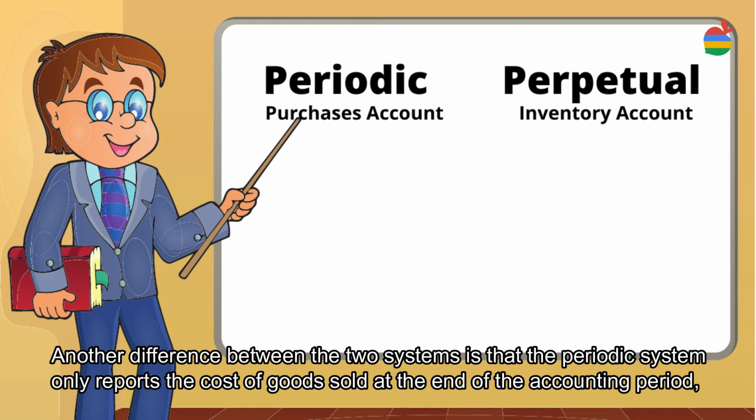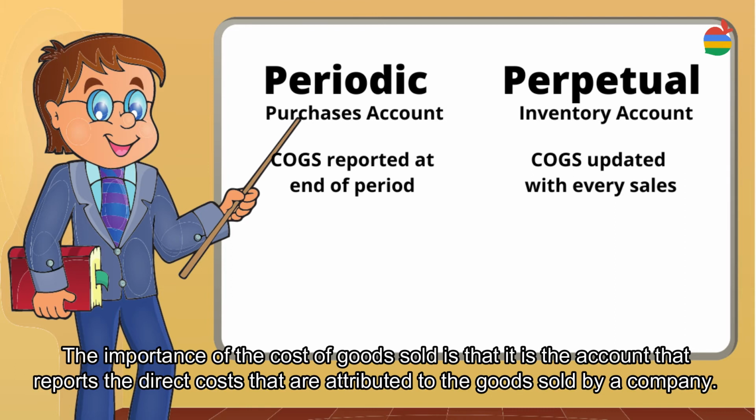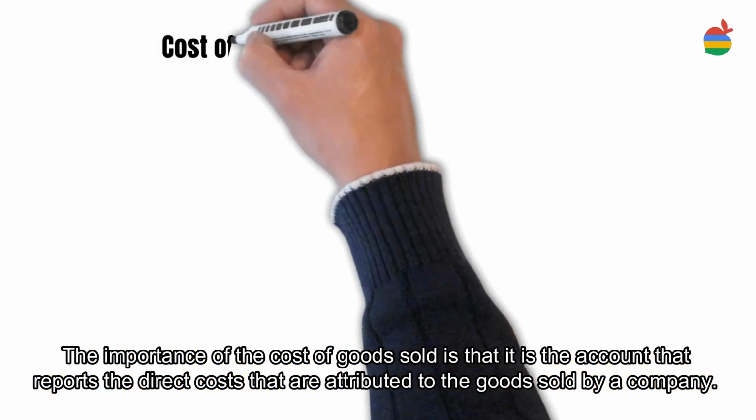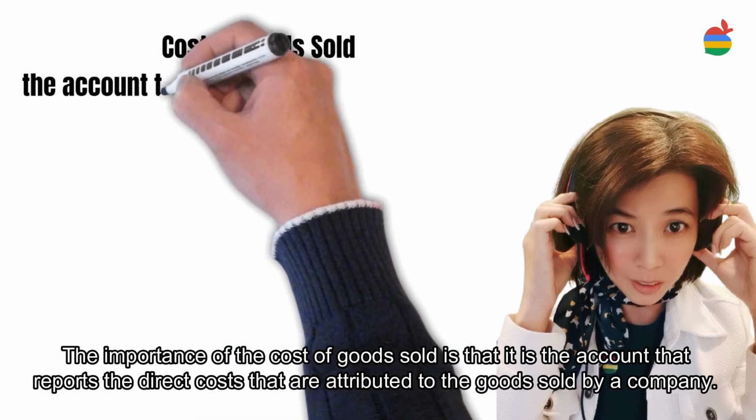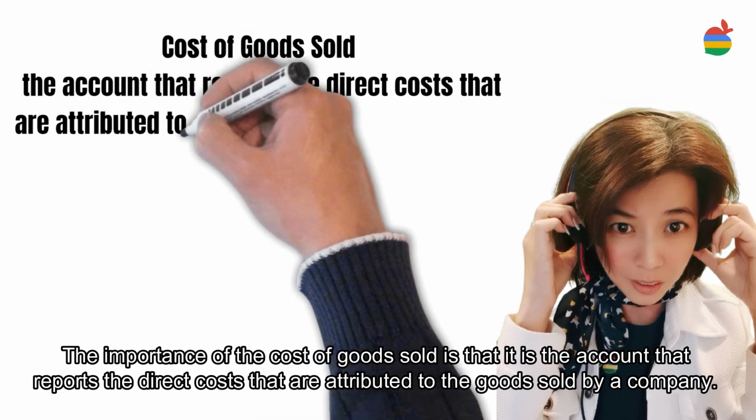Another difference between the two systems is that the periodic system only reports the cost of goods sold at the end of the accounting period, whereas the perpetual system constantly updates this information at the time of each sale. The importance of the cost of goods sold is that it is the account that reports the direct costs that are attributed to the goods sold by a company.